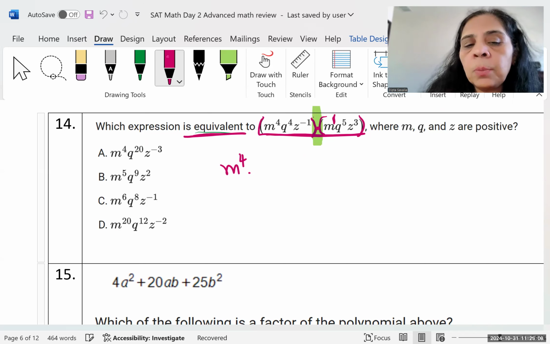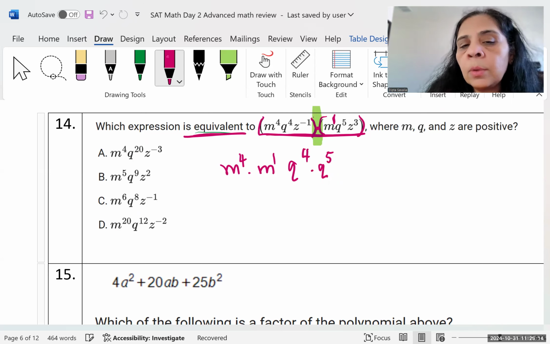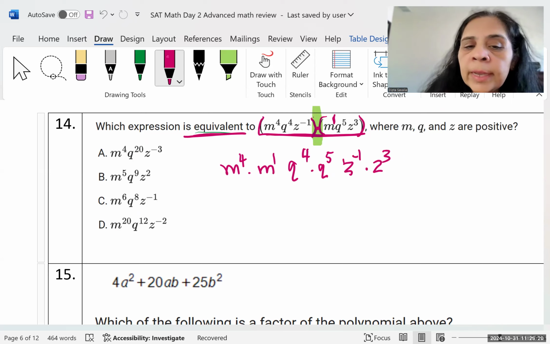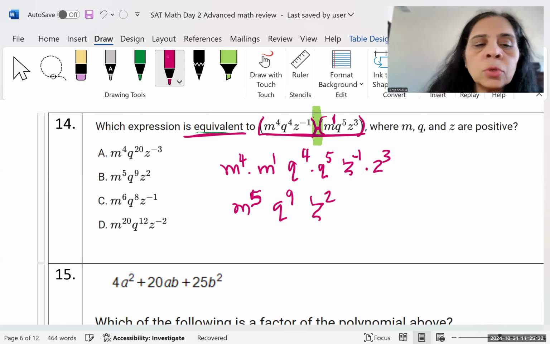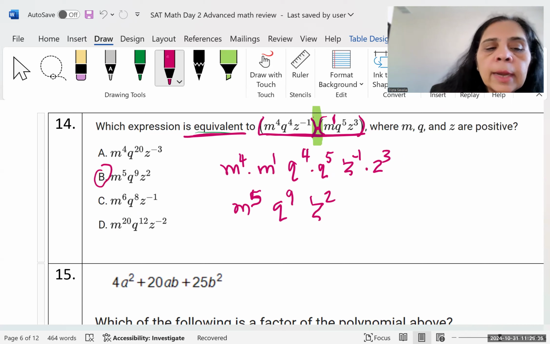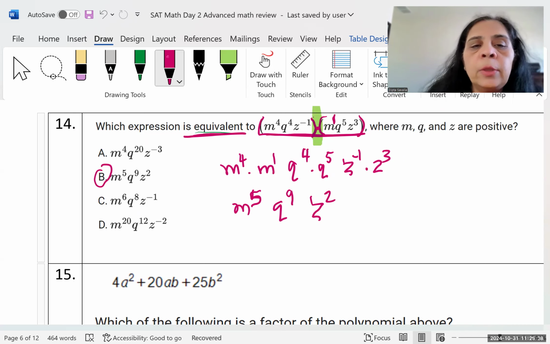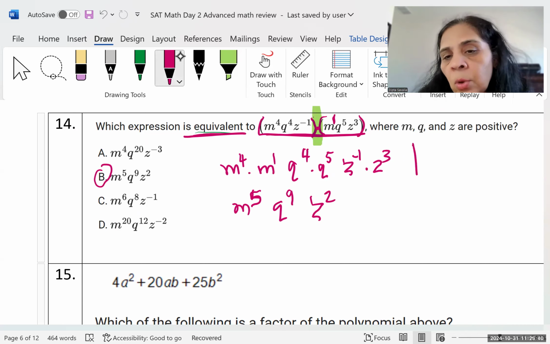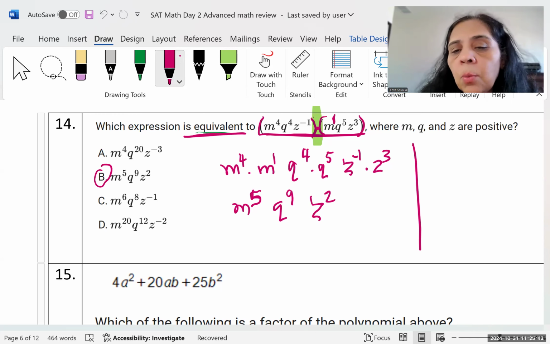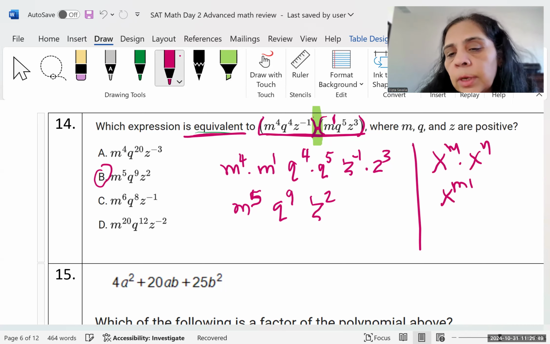So what you need to do, m to 4, m to 1, you can just combine, q to 5, z to negative 1, z cubed. And now we have multiplication with the same base. So what can we do with the exponent? Add them, right? 4 plus 1 is 5. 4 plus 5 is 9. Negative 1 plus 3 is 2. And right after that, let me give you a strategy also here, how quickly you can do it. If you remember your exponent property, we have multiplication, right? x to the m, x to the n. We need to just add the exponents, m plus n.